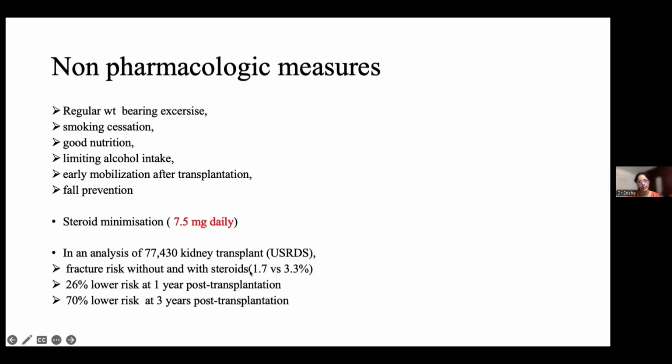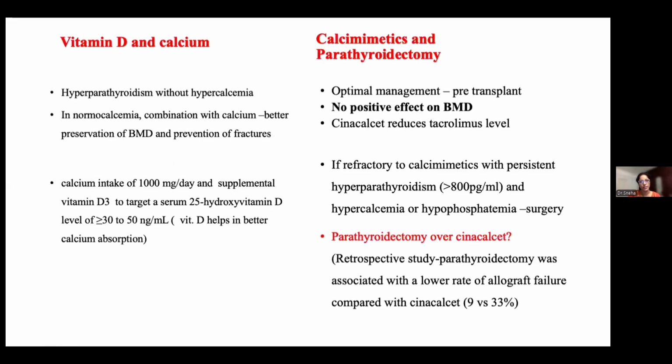They have shown 1.7 versus 3.3%, and at 1 year it was 26% lower without steroids, and at 3 years it was 70% lower risk for fractures in patients without steroids. So how to supplement vitamin D and calcium? In patients with hyperparathyroidism without hypercalcemia, we should supplement vitamin D and calcium. That will help in better preservation of the BMD and prevention of fractures.